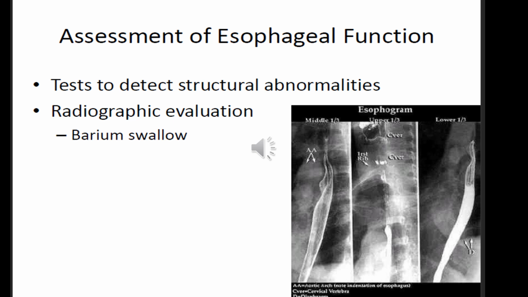Here, I'll describe more on the tests to detect structural abnormalities because they are more common, practical, and more applicable in our setting.